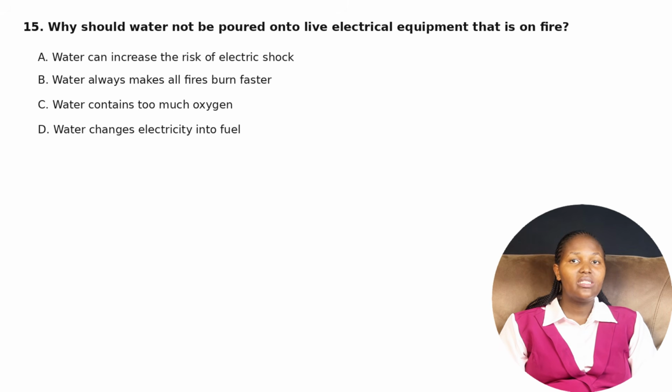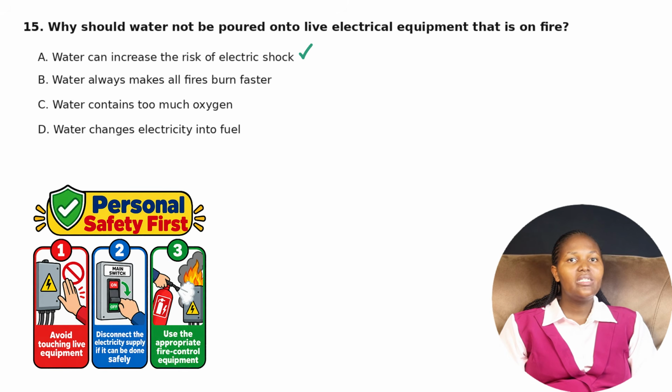Now the correct option is A, that water can increase the risk of electric shock when live electrical equipment is involved. Remember that ordinary water contains dissolved substances that allow electrical current to pass through it. So using water around live electricity can be dangerous. The first priority is personal safety, of course. You are supposed to avoid touching live equipment, and you are supposed to disconnect the electricity supply if it can be done safely. And you are also supposed to use appropriate fire control equipment.